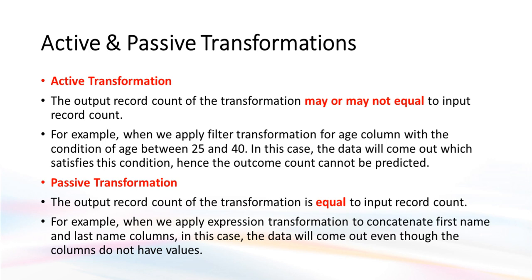Okay. For example, here I have given one example. Let us say we apply an expression transformation to concatenate the first name and the last name columns. In this case, the data will come out even though the columns do not have values. This is basically an expression transformation. What is an expression transformation? Let me give you one example here.